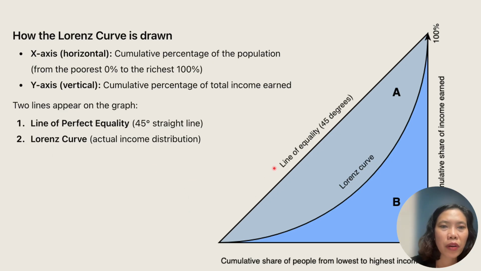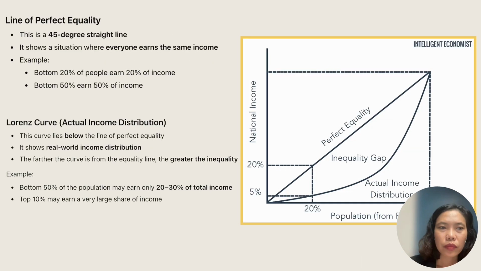The line of perfect equality, here we have the 45 degrees. This is the perfect line. And the Lorenz curve. Of course, it's not a line, it's a curve. This one is the actual income distribution. The line of perfect equality, the 45 degrees straight line, shows the situation where everyone earns the same income. So people who fall on this line have the same income.